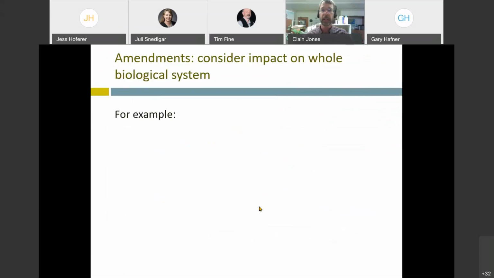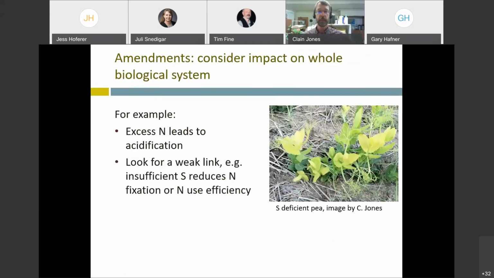Some other things to consider that have an impact on the whole system would be that excess nitrogen can lead to acidification. Look for a weak link in your system. So for example, I'm seeing more sulfur deficiency. If you have sulfur deficiency, you're probably going to decrease nitrogen use efficiency.